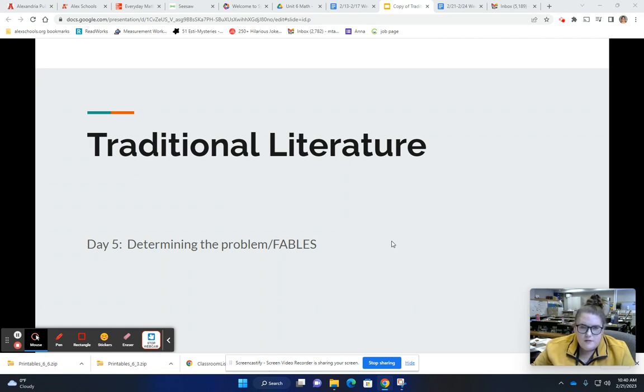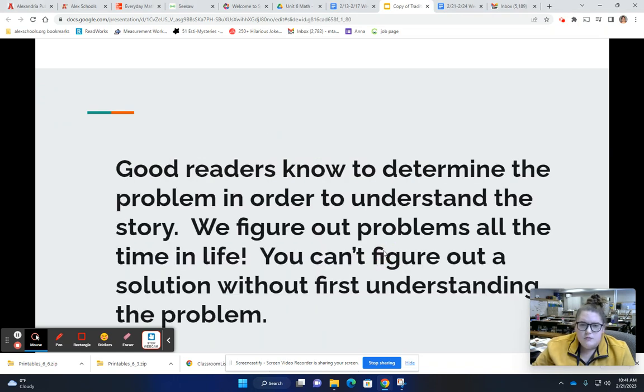For reading today, our unit is traditional lit, and we're going to be focusing on fables, specifically determining the problem in fables. Your actual activity that you have to complete will be on character traits within fables. So let's get started. Good readers know to determine the problem in order to understand the story.